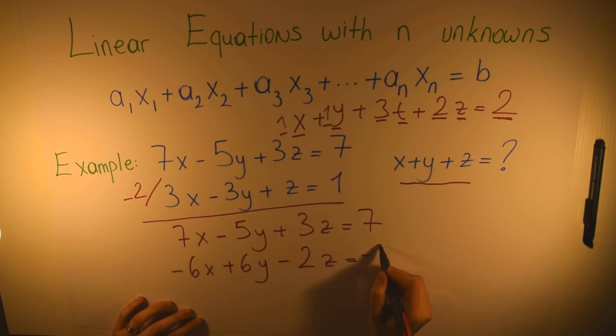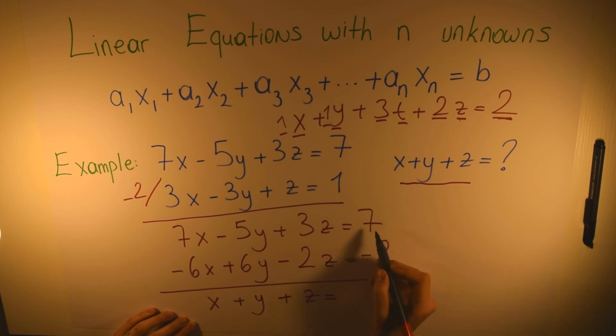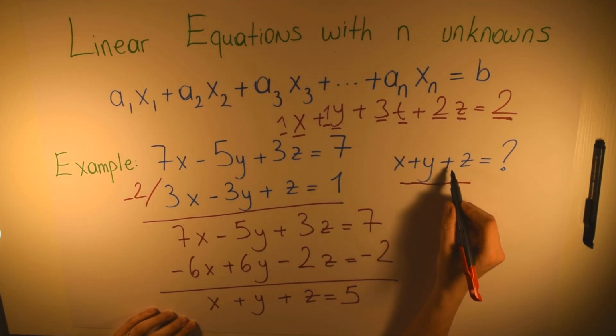to -2. So after this, when I add them up together, here 7x minus 6x, it's x, minus 5y plus 6y, it's plus y, plus 3z minus 2z, it's plus z, and this is all equal to 7 minus 2, it's 5. As you can see, I get the answer I needed, x plus y plus z, right?